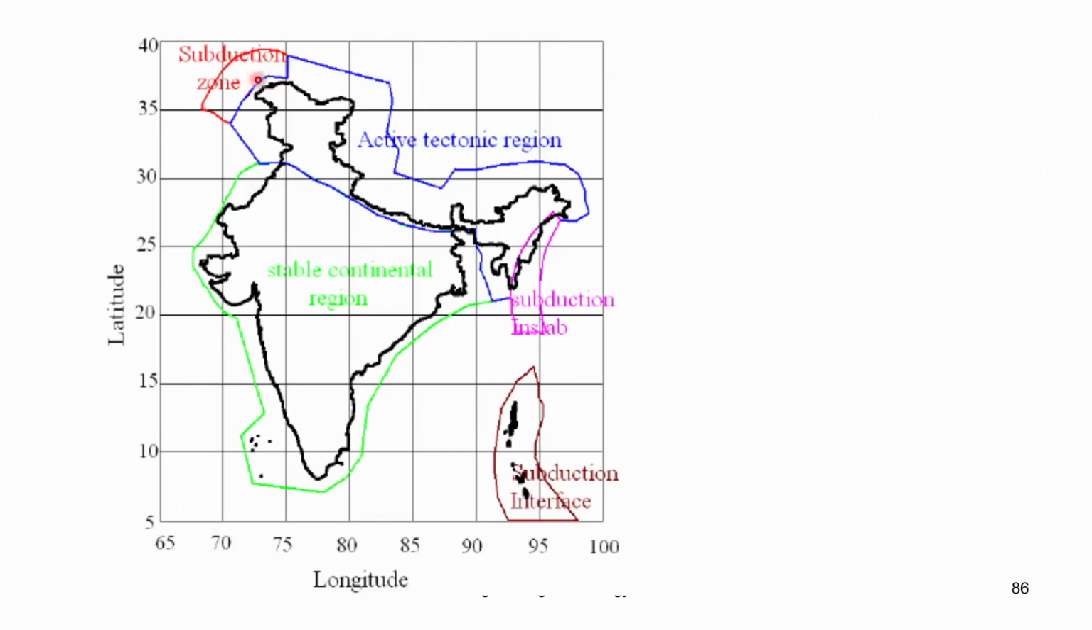As I told you, this is the subduction zone, active tectonics, subduction in-slab, subduction inter-slab, and a stable continent. The earthquakes occurring here are mostly localized activity because of the geological formation and the seismic activity, or seismic force created by the movement of the Indian plate while hitting the Eurasian plate, whatever has happened, folding and fracturing. So that causes this.